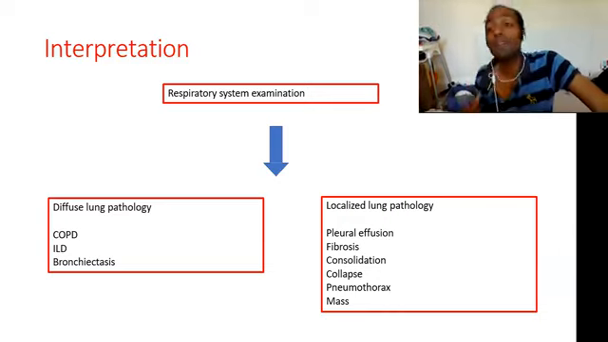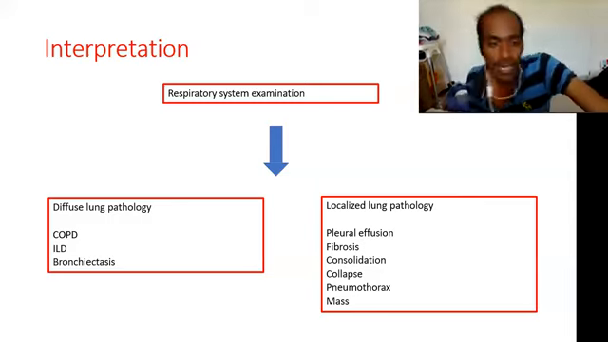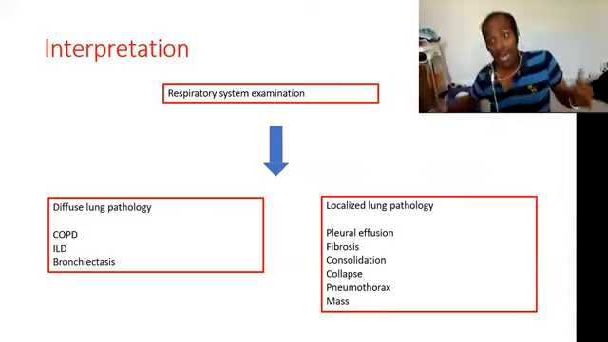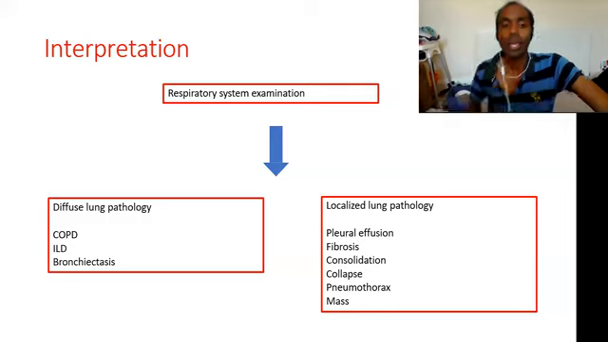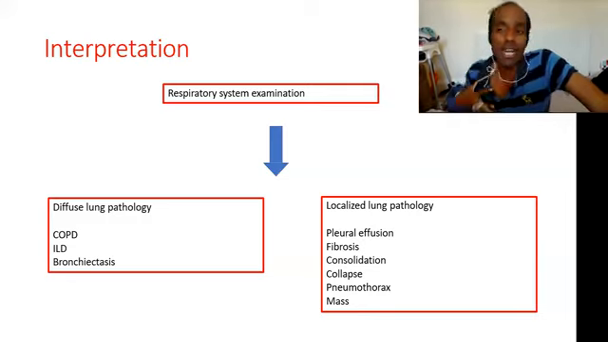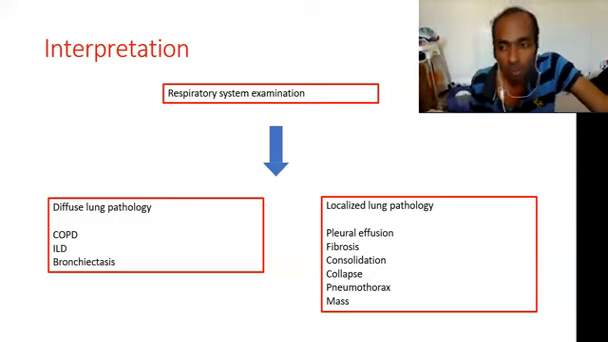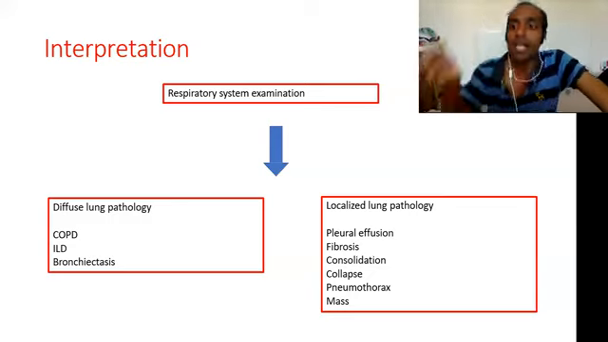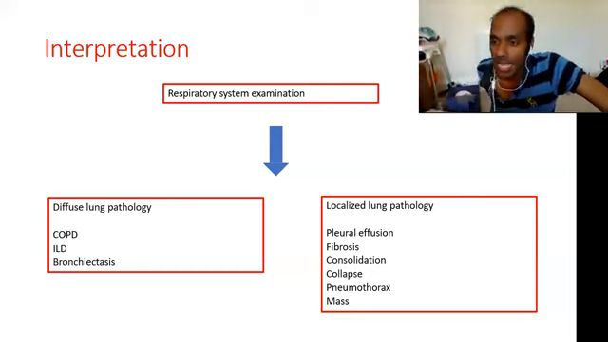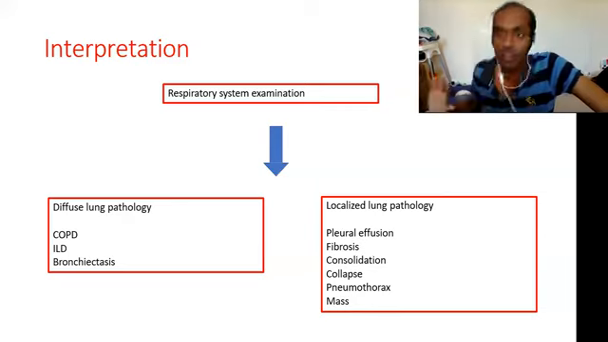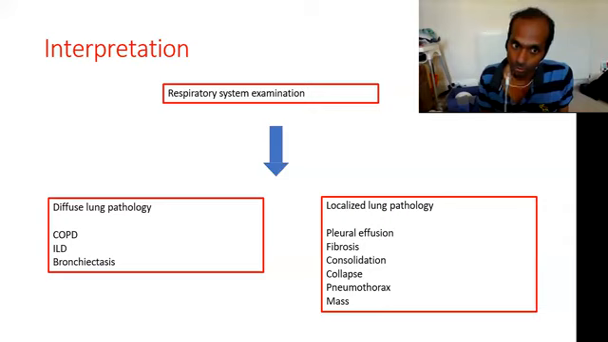Diffuse pathology number 3, bronchiectasis. Clubbing again is a feature of bronchiectasis. And the other key feature is when you auscultate them: the most important feature of bronchiectasis is very coarse inspiratory and expiratory crackles, usually at the bases predominantly, but can extend everywhere, based on how much disease extent the patient has.